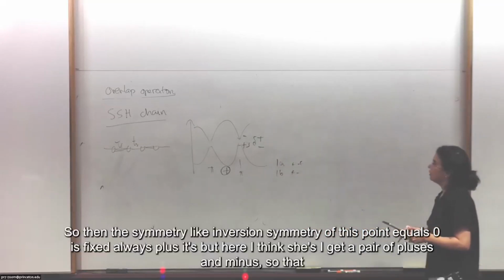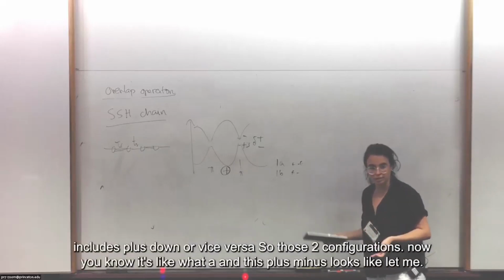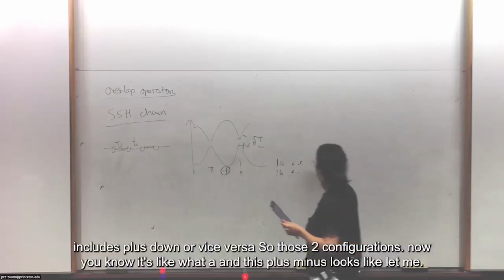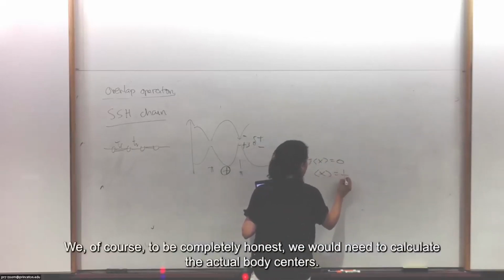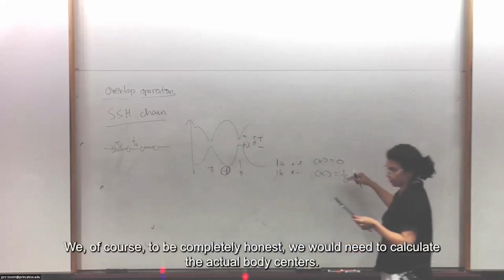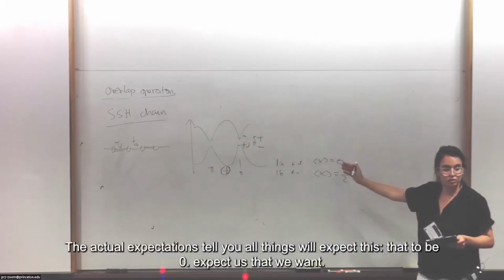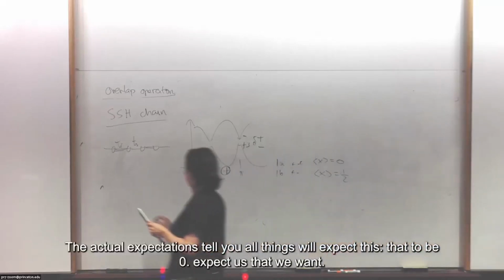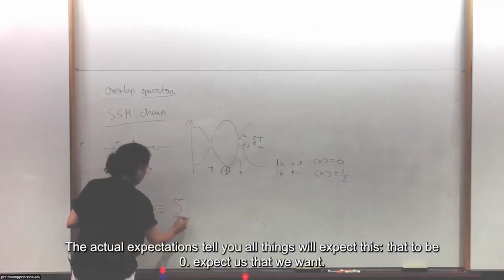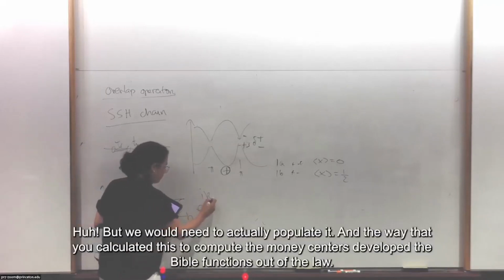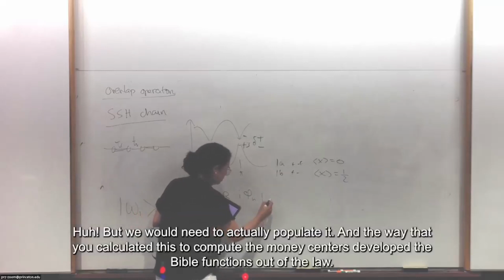To be completely honest, we would need to calculate the actual Wannier centers, the actual expectation value, because we expect this one to be 0 and this one to be 1/2, but we would need to actually calculate it. And the way that you compute the Wannier centers, the Wannier functions, is out of the Bloch states. Those are defined in this way, with some arbitrary phase.